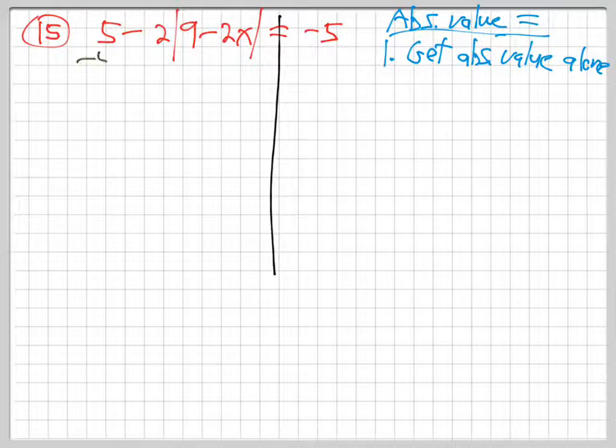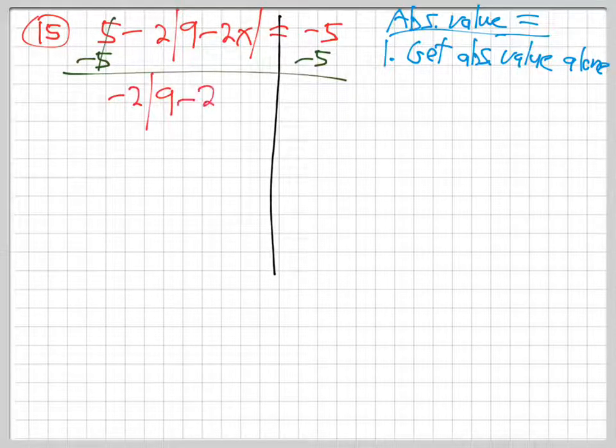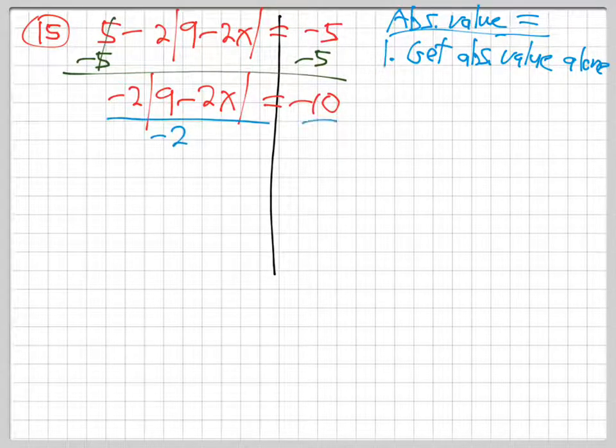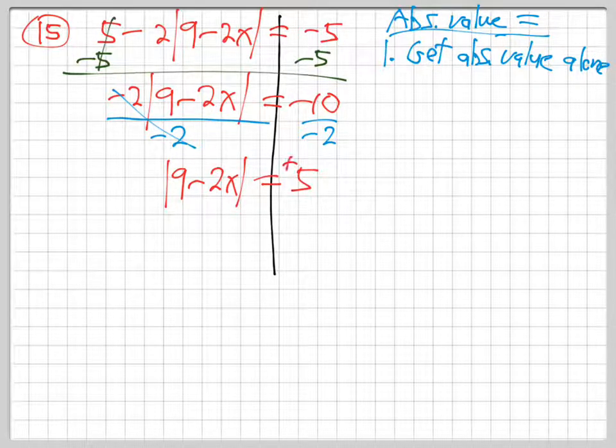So that means subtract the 5 from both sides. So this will be minus 2 absolute value of 9 minus 2x is minus 10. Next step, divide by negative 2 on both sides. It's positive 5. Okay, now, that's all step 1.